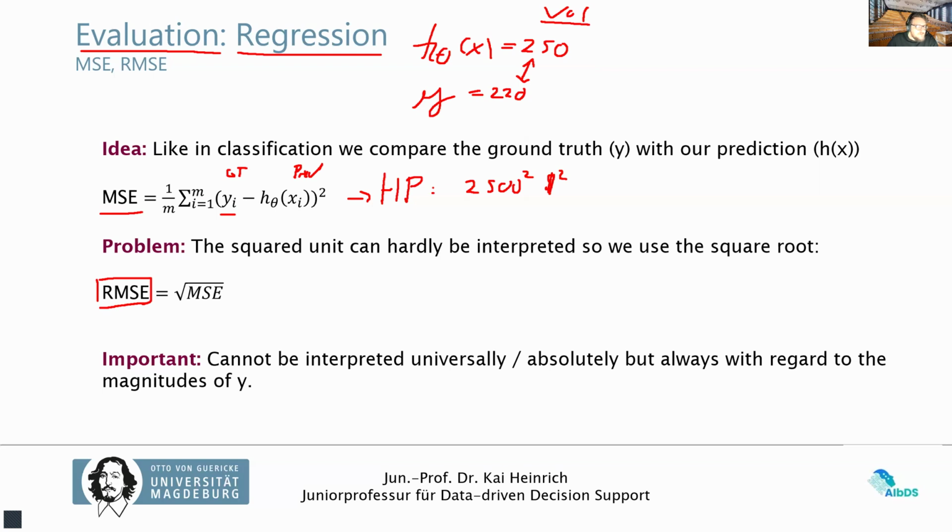So the important thing is that this cannot be interpreted universally, but it's good to compare different models, right? Because it's an absolute value. You can also have a percentage error. And what you should also always do is look at max and min. This is the same thing that we discovered when we had it in data understanding, right?